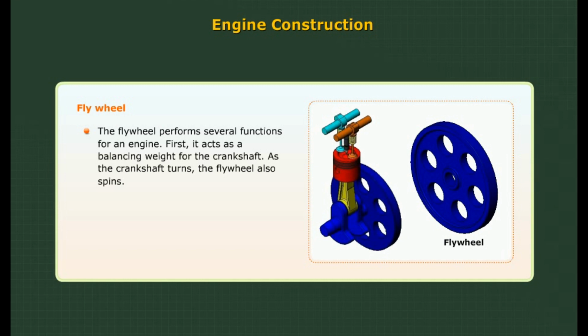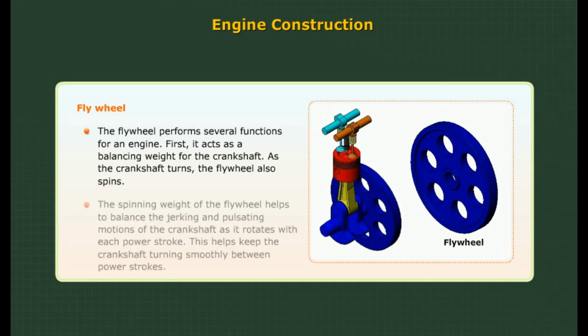Flywheel. The flywheel performs several functions for an engine. First, it acts as a balancing weight for the crankshaft. As the crankshaft turns, the flywheel also spins. The spinning weight of the flywheel helps to balance the jerking and pulsating motions of the crankshaft as it rotates with each power stroke. This helps keep the crankshaft turning smoothly between the power strokes.